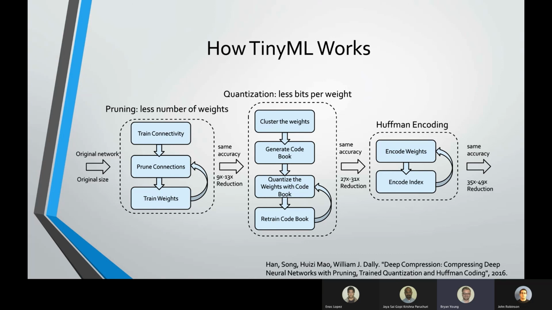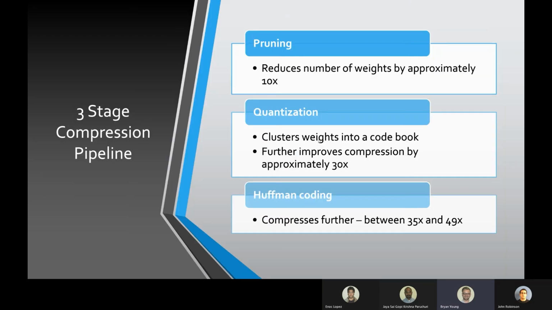One such is the pipeline processing architecture shown here. Now, it probably looks like a lot of jargon and a lot of data being thrown at you really fast. So let's break it down just a little bit. In this compression pipeline, there are three main stages. Stage 1, pruning. In this stage, we reduce the number of weights by approximately 10 times.